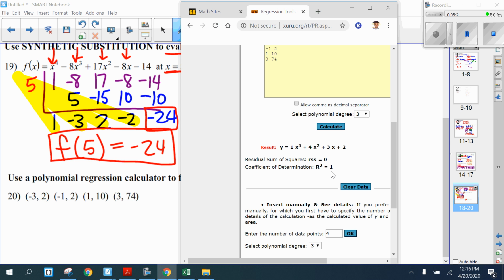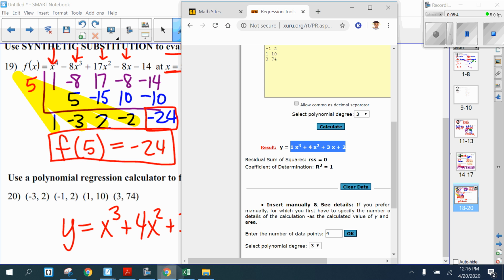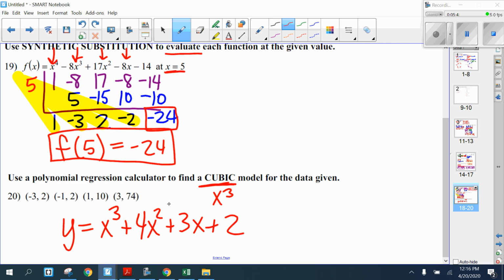Notice the r² value is 1. That tells you that this is a really good model. But right here is what we want. Y equals x cubed plus 4x² plus 3x plus 2. Just double check. X cubed plus 4x² plus 3x plus 2. Yep, that is the cubic model.